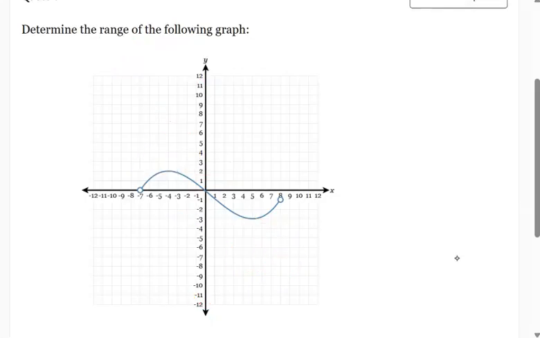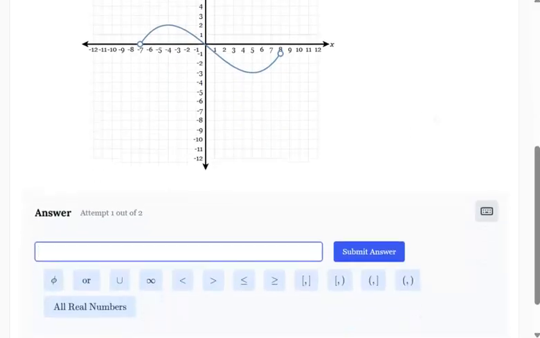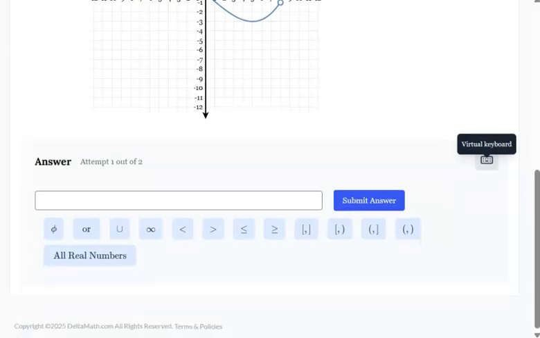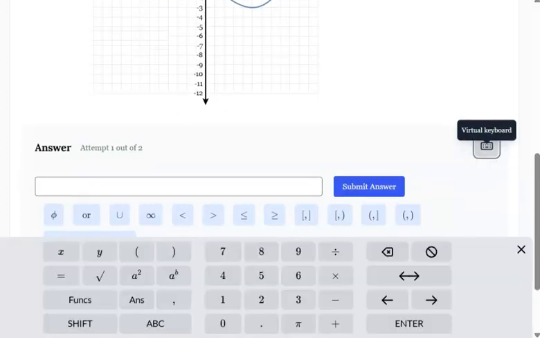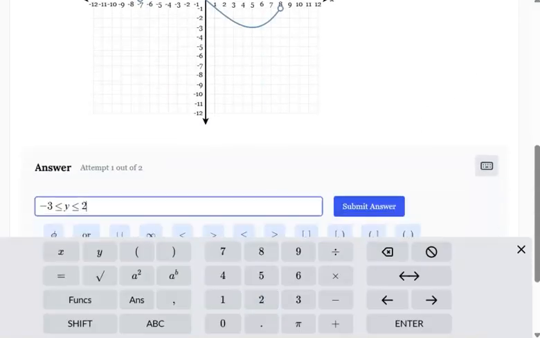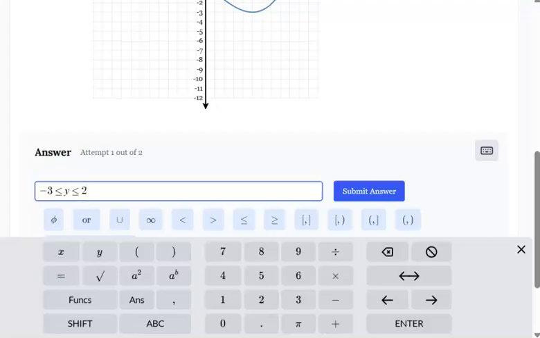So if I know that the highest the graph goes is 2 and the lowest it goes is -3, you have a couple of options. You could use your inequality notation and you could say that, where's my virtual keyboard? All right, you could say that -3 is less than or equal, because we said it was included, to y, which is less than or equal to the 2. So the lowest it goes is -3, the highest it goes is 2. That is one way of writing it. Notice that I did include them with less than or equal to.